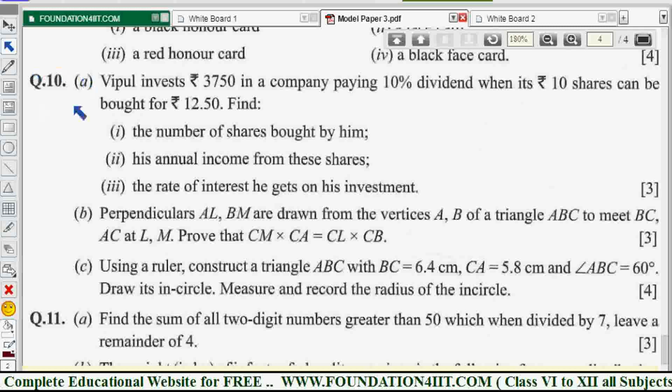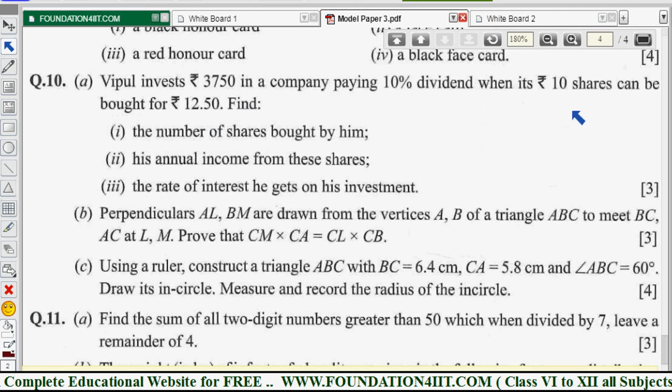So in question number 10 now, the first one is from shares and dividend. So let us solve this. Vipul invests 3,750 in a company paying 10% dividend. When its 10 rupees shares can be bought for 12.50.